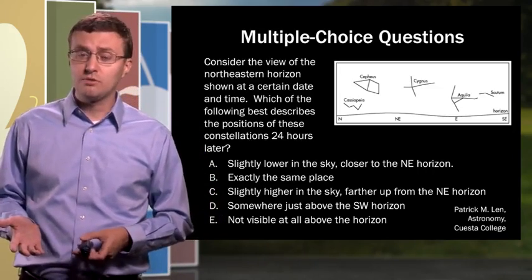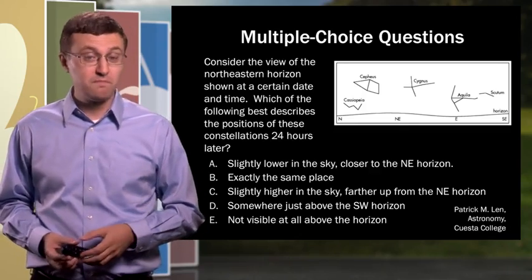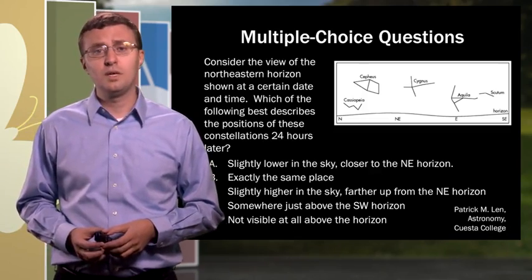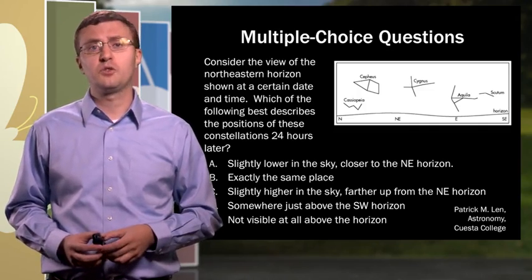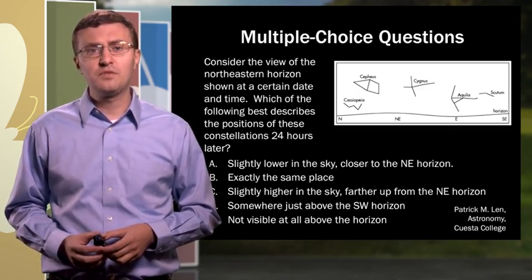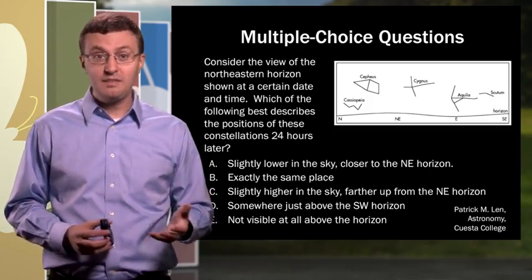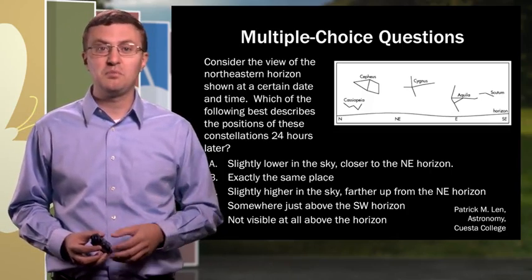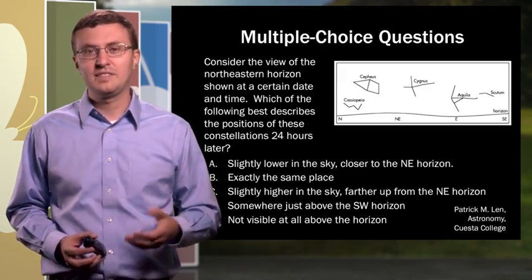Now, open-ended work like those doodles can be a great opportunity for practice. So can multiple choice questions. Here's a question from Patrick M. Lynn. He teaches astronomy at Cuesta College. Here's the question. Consider the view of the northeastern horizon shown at a certain date and time. Which of the following best describes the positions of these constellations 24 hours later? Answer A, slightly lower in the sky, closer to the northeast horizon. Answer B, exactly the same place. Answer C, slightly higher in the sky, farther up on the northeast horizon, etc.